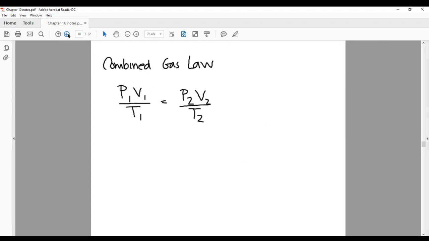Sometimes students get confused between the combined gas law and the ideal gas law, but remember, the ideal gas law also has the number of moles. So if there's nothing about the number of moles or the amount or the mass of the gas, then you're pretty safe to assume you're using the combined gas law if you're given the other variables.